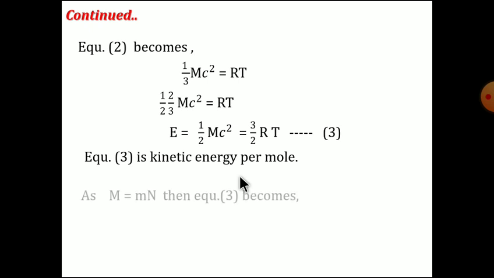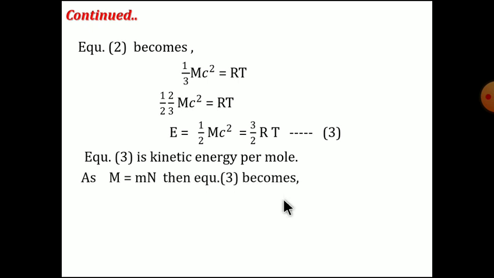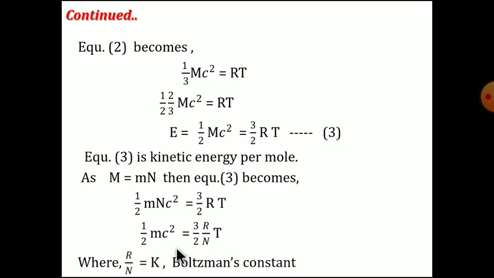Now we find the average kinetic energy per molecule. For that purpose, we again use m equal to small m into capital N. Equation 3 becomes half small m into capital N C square is equal to 3 by 2 R into T. This N we take to the other side. Therefore, half m C square is equal to 3 by 2 R by N T. Here, R is the universal gas constant, N is the Avogadro number.